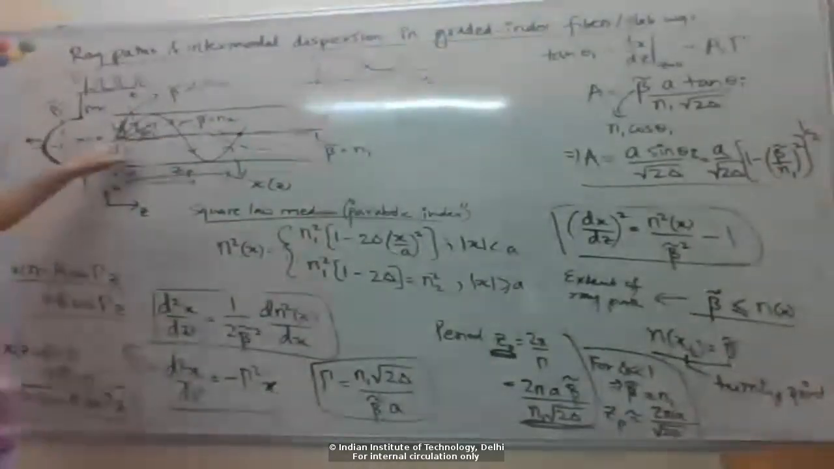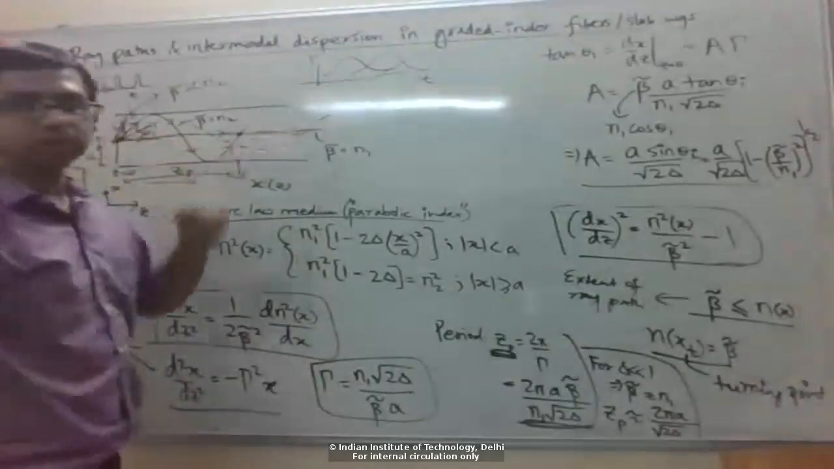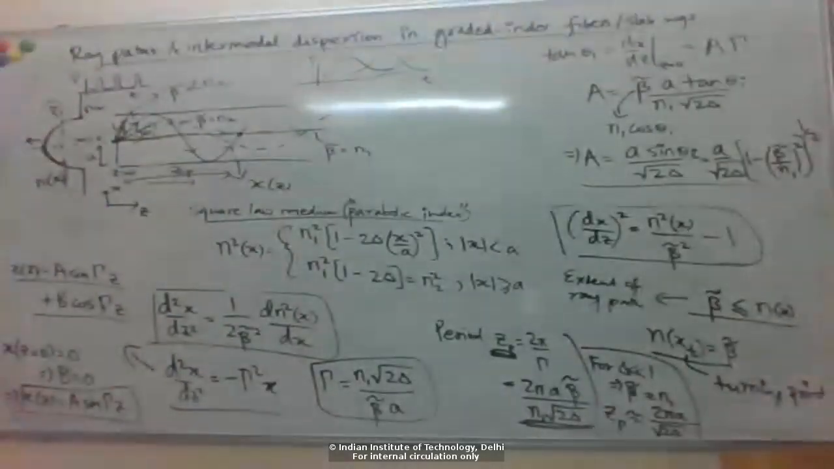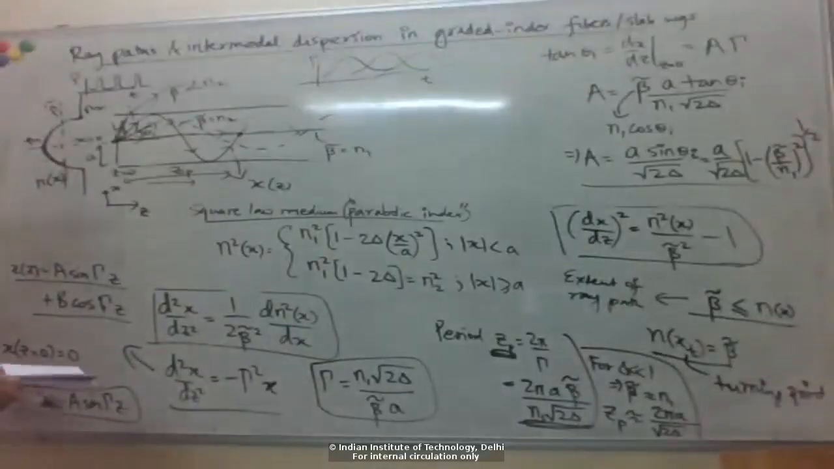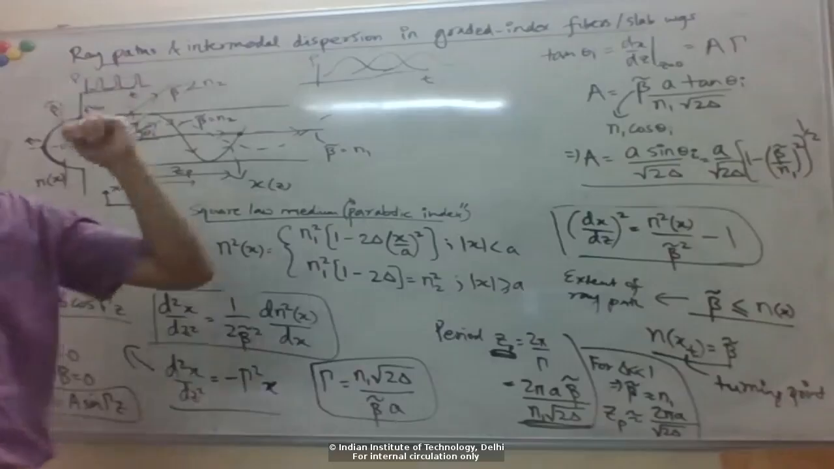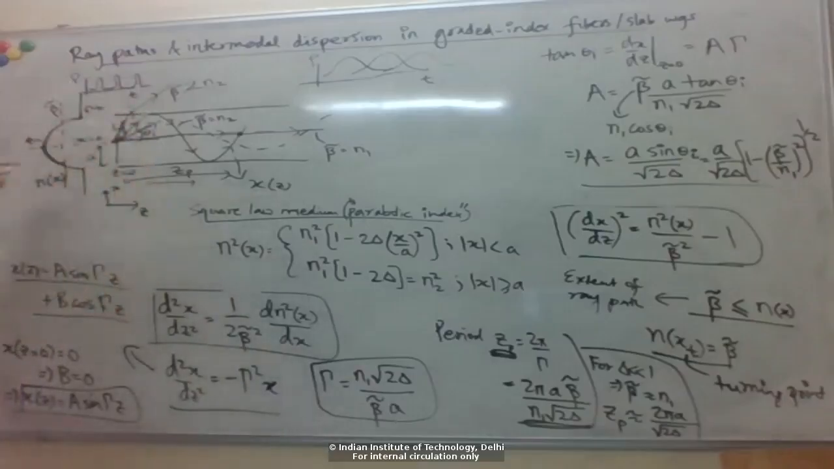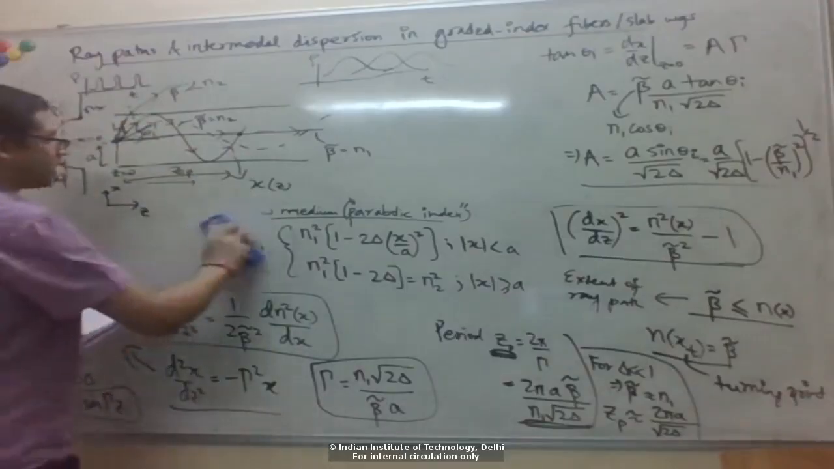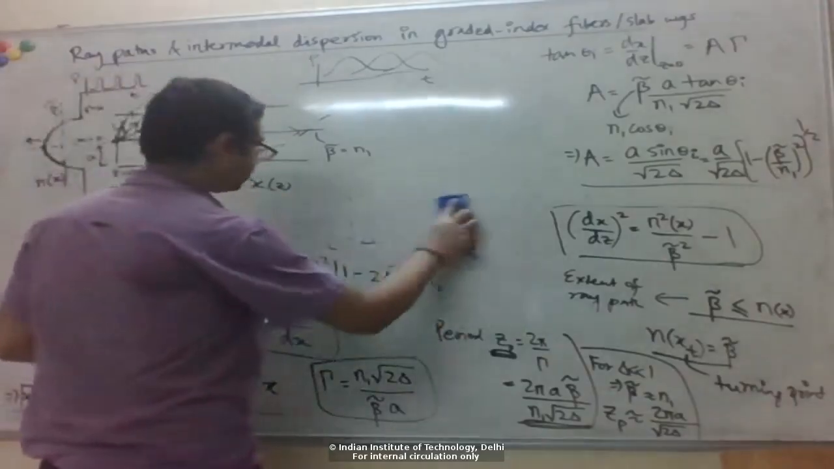So for that we need to calculate the time that these rays take. For the step index, because it was straight lines and the core had a constant index, we knew the speed, so it was straightforward to calculate. But here, because the refractive index is now varying continuously, the speed is also varying continuously. So let's see how we can calculate the transit time for different rays in a graded index medium.